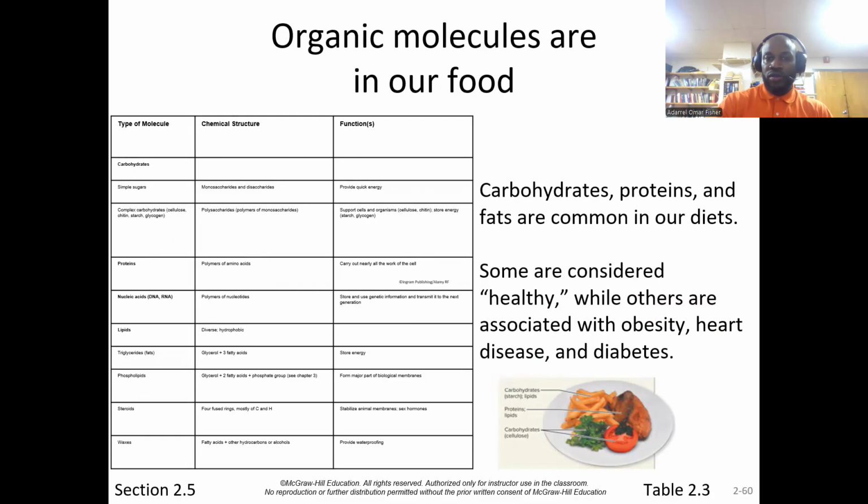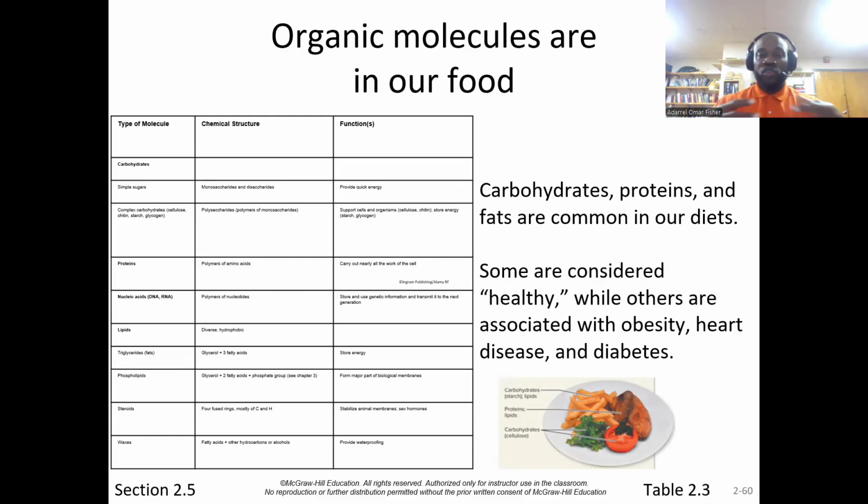Right. So we have organic molecules that are in our food. Carbohydrates, proteins, and fats are common in our diets. You've probably heard that you should eat food that has some carbs. For instance, rice, spaghetti, bread. Proteins, your beans, your chicken, different meats. Fats, you have good natural fats like avocados. So, common in our diets.